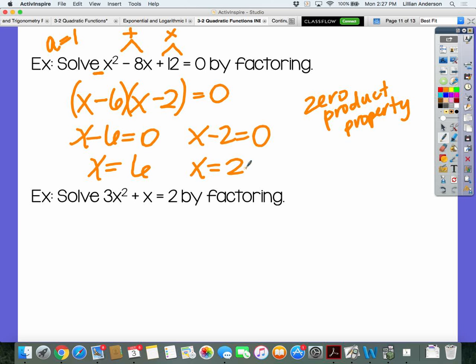When you solve the quadratic, these x values are the values where the graph is crossing the x-axis. So when you're solving by factoring, quadratic formula, or completing the square, you're finding the values where the graph is crossing the x-axis. If I ever asked you to find the x-intercepts, just solve. Okay, now this one.